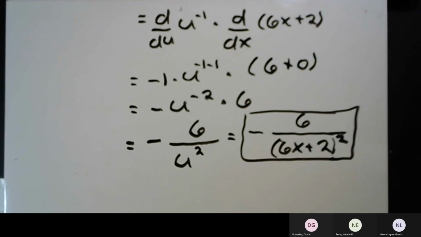Now, you could use the quotient rule on this one, but you don't have to if you feel more comfortable, say, with a chain rule. You could use the quotient rule for this one, where 1 would be f of x, and then 6x plus 2 would be g of x. You would get the same answer. All right, so any questions about that? So let's try this one.